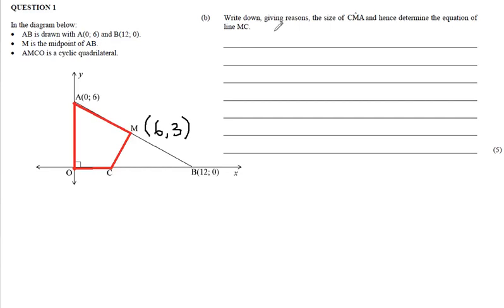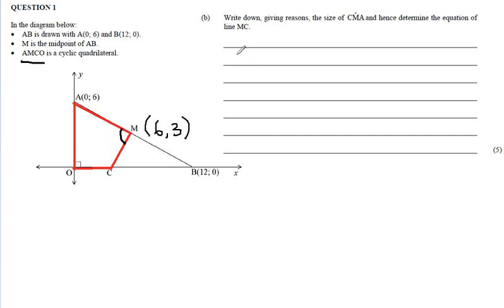Question 1b says: write down, giving reasons, the size of angle CMA, which I'm marking here, and hence determine the equation of line MC. Now we are told that AMCO is a cyclic quad, which I have marked off in red, and of course opposite angles of a cyclic quad add up to 180.